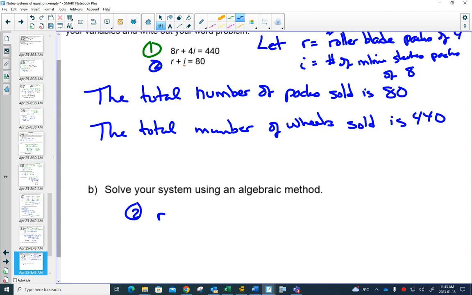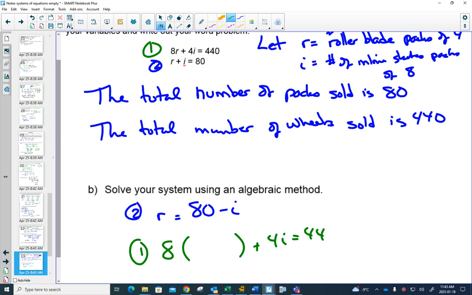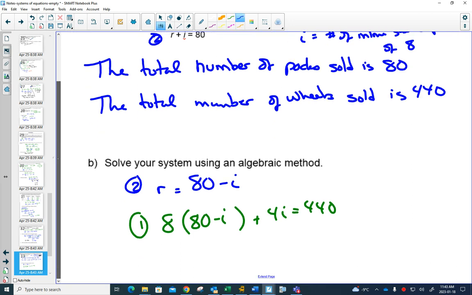I'm going to take equation 2 and easily get R by itself. Then I'm going to take equation 1 and rewrite it, but instead of R, I'm going to write 80 minus I, which gives me 640 minus 8I plus 4I equals 440.